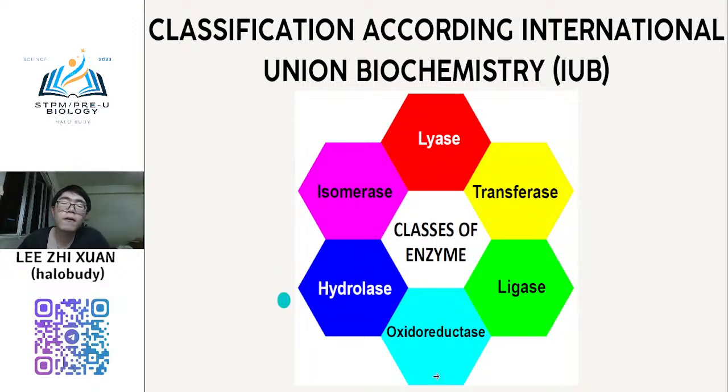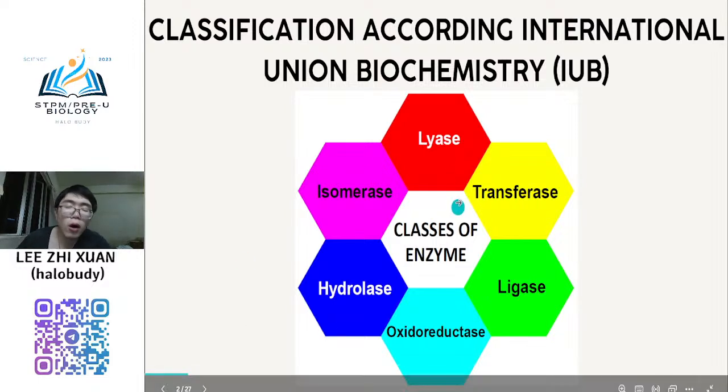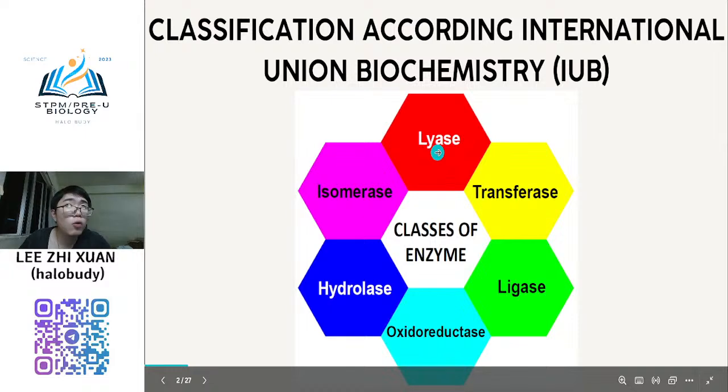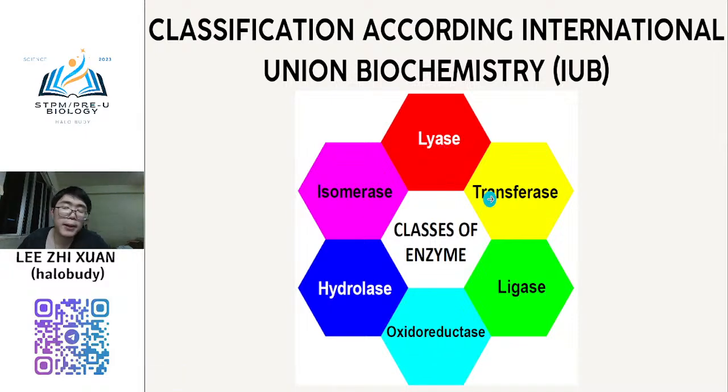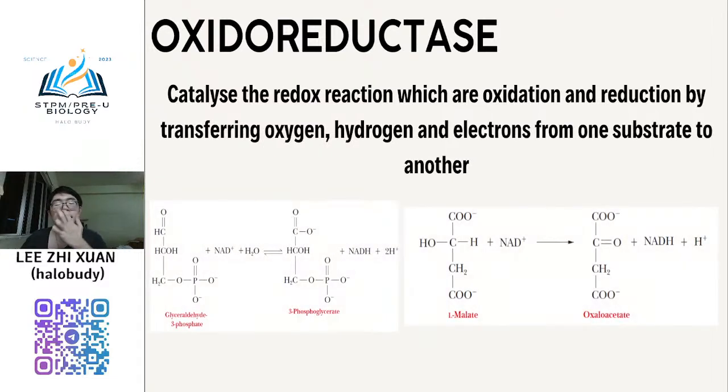So these are all 6: lyase, transferase, ligase, oxidoreductase, hydrolase, and isomerase. You need to know all of these and also their roles. What does lyase do? What does transferase do? So first we go to oxidoreductase. Actually this is very general.